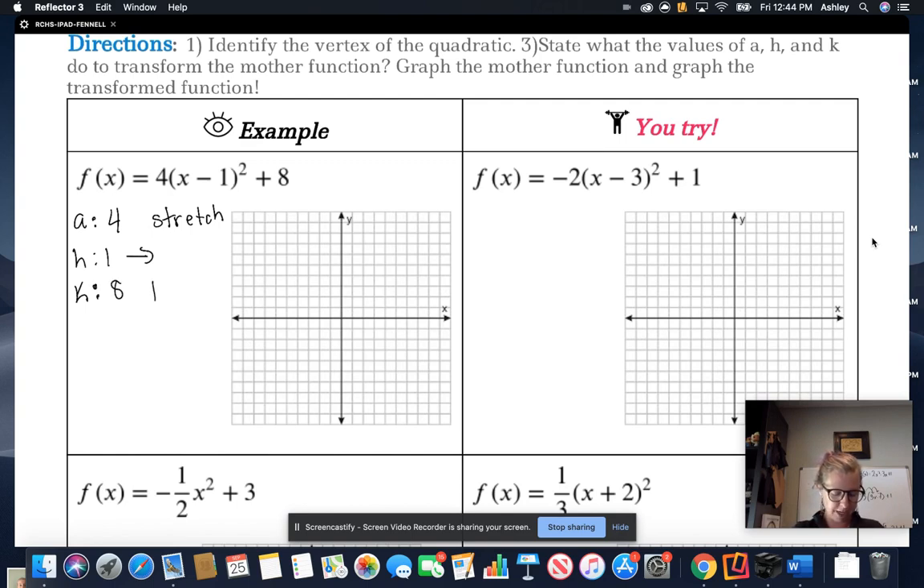K is going to be +8. That's going to shift me up 8. My vertex is going to be at (1, 8). Your vertex is always at (h, k). So we're going to go over 1, up 8, and that will be the vertex of my new function.